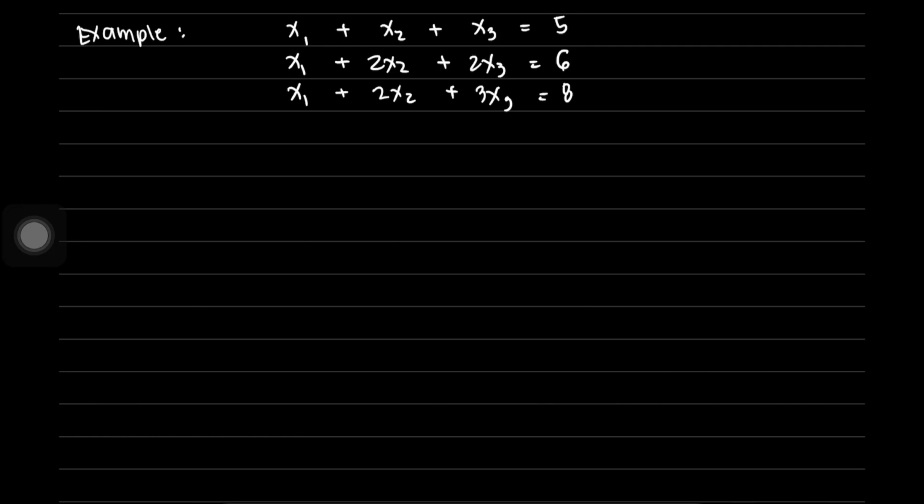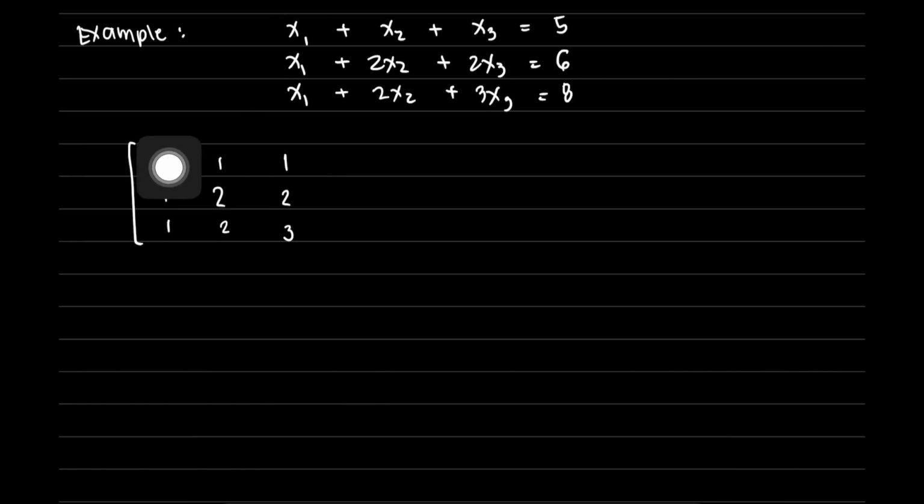What we are going to do first is to create a matrix. The first matrix that we're going to create would be the coefficient matrix, and the coefficient matrix would be 1, 1, 1, then 1, 2, 2, and then 1, 2, and 3. The coefficients of x1 would be in the first column, the coefficients of x2 in the second column, and the coefficients of x3 in the third column.